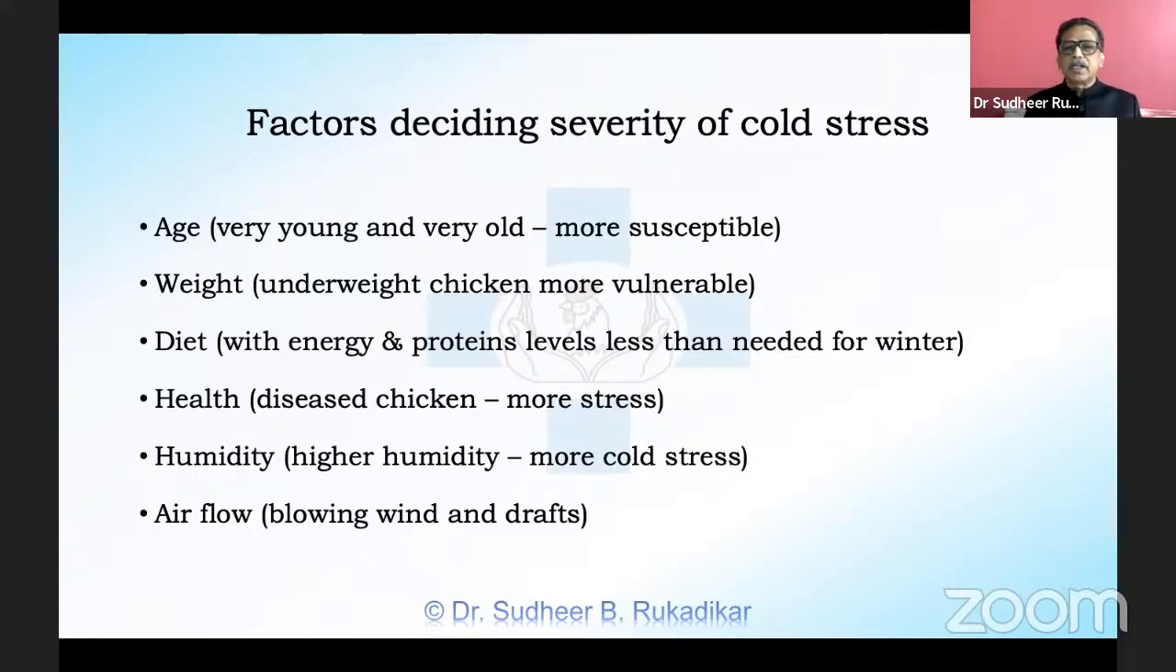If we think of diet, diet is of course a very important factor in all our performance criteria. But if the diet which we are giving in the winter season does not have enough energy and enough protein levels as needed for winter, then these birds are again more susceptible to cold stress. They will suffer more and their performance will be more hampered. Humidity, as I said, is generally higher in winter. The air movement is low, the density of air is more, and it will put more stress on the birds. And airflow, if there are direct drafts on the birds or direct wind blowing, naturally it will give a very freezing environment and the birds will have more serious cold stress.